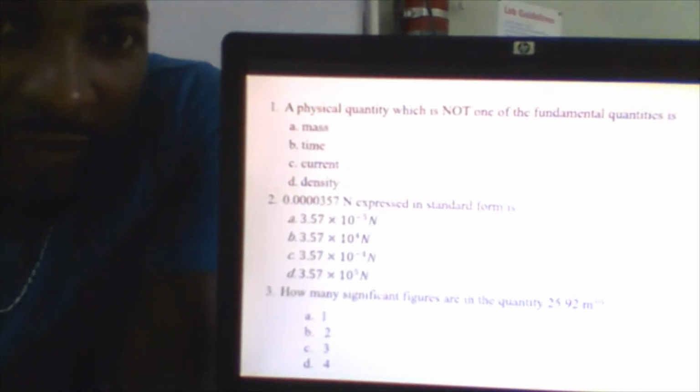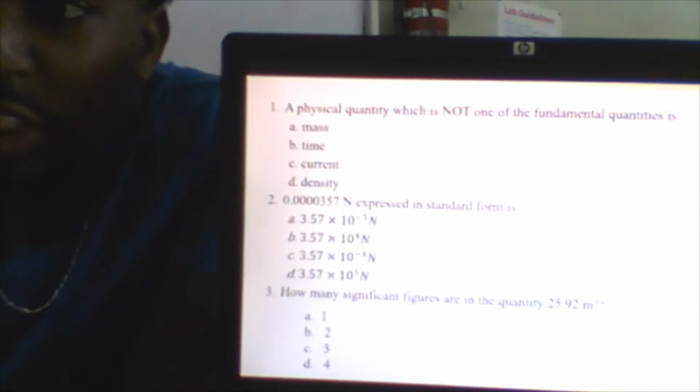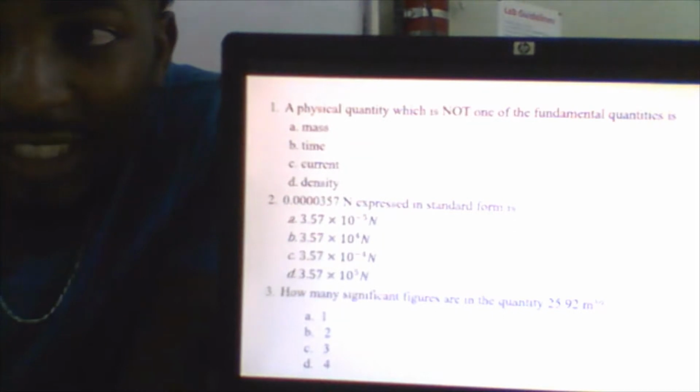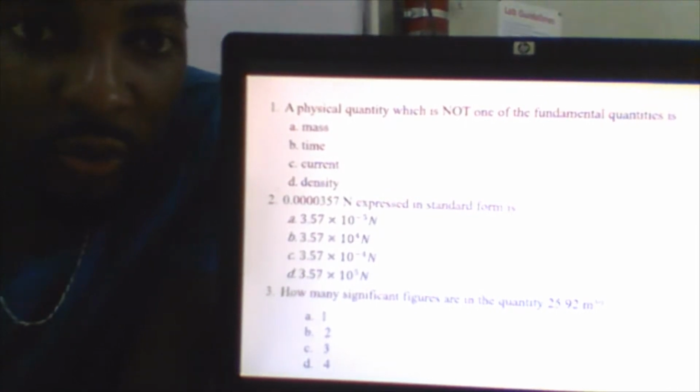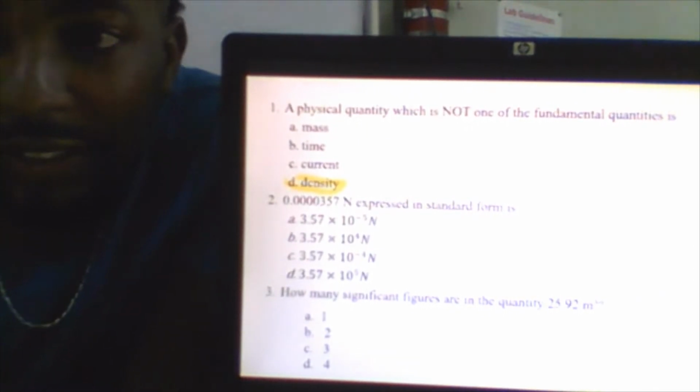Normally, this is one of the easiest questions that you may find on the syllabus. They always ask you about the basics of the fundamental quantity or the derived quantity. It says that a physical quantity which is not one of the fundamental quantities is: A mass, B time, C current, and D density. When it says fundamental, it is basically asking for a basic quantity, and therefore which is not a basic quantity, as you should know, the answer should be D. D should be your answer in this case.